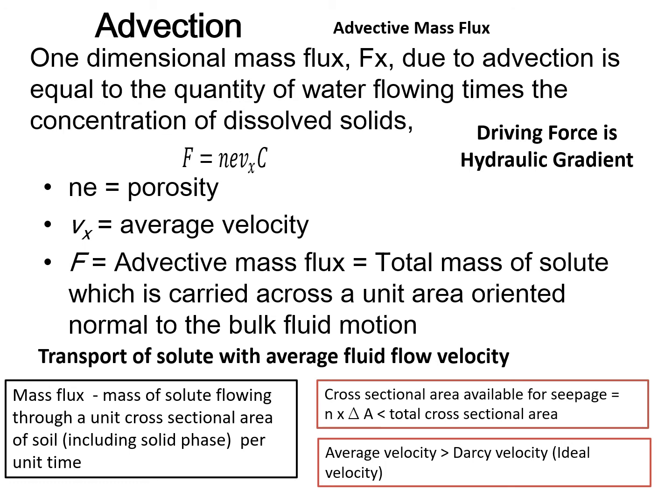In the previous slide, we worked out the concentration multiplied by the average linear velocity. It will give us the mass flux. So if we determine it here, we find Fx is equal to Ne Vx into C. Ne is the porosity, Vx is the average velocity, and F is the advective mass flux, which is the total mass of solute carried across a unit area oriented normal to the bulk fluid motion.